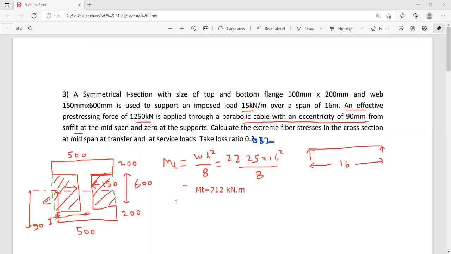Now, for case one, first case: stresses at transfer. What we are considering here is pre-stress plus self-weight of the beam, at transfer condition. Okay, so that's why I write it here.